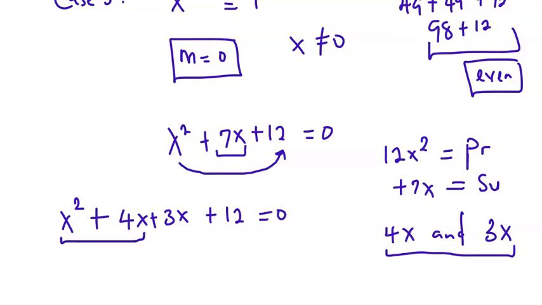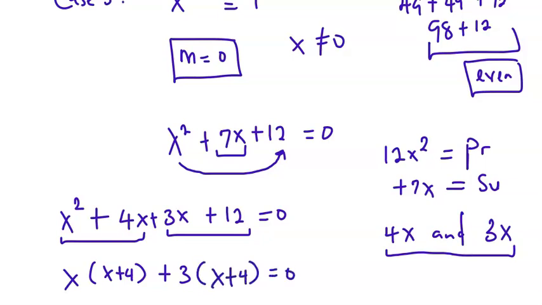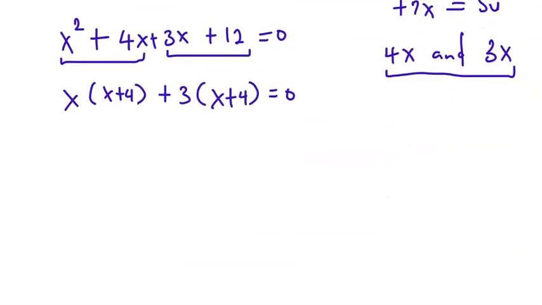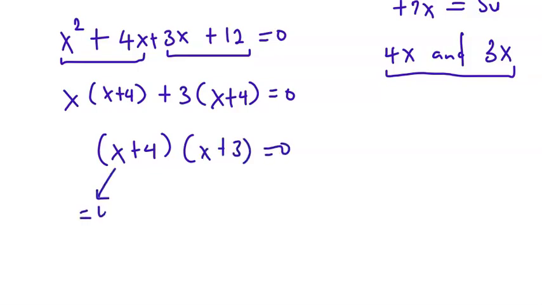Factorize. We're going to factor out x here, and factor out 3 here. x into brackets x plus 4 from here, plus 3 into brackets x plus 4, so this is equal to 0. So from here, we have x plus 4 multiplied by x plus 3, and this is equal to 0. So if you let this one here equal 0, and let this one here equal 0, you'll find out that x is equal to negative 4, and from this side, x is equal to negative 3.